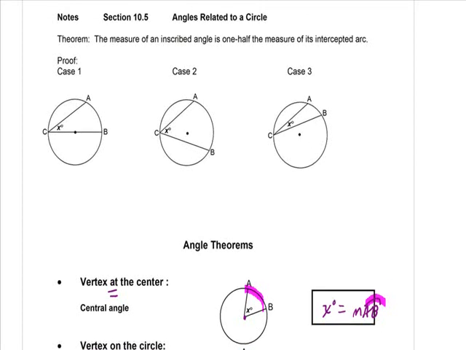So you guys, we're on page 31 in our packet, and I wanted to review with you the angles related to circles notes from section 10.5. It sounds like you guys all did a really good job teaching yourself these angle relationships. Remember that the book gives an excellent explanation on page 472. You could use that to do the homework from last night.